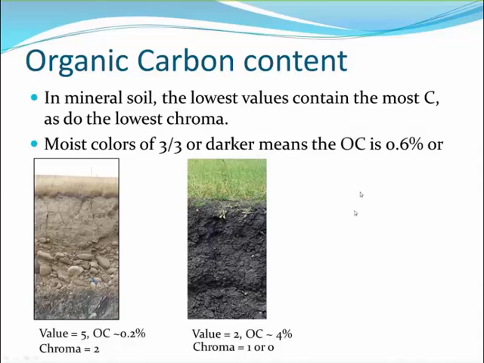Okay, organic carbon content and how that's related to color. Well, we have these correlations here. So we have moist colors of value 3 or more, chroma 3 or less, and these are colors that come out of a soil color book. So if we have these colors or darker colors out of a soil book, it means that there's at least 0.6% organic carbon.